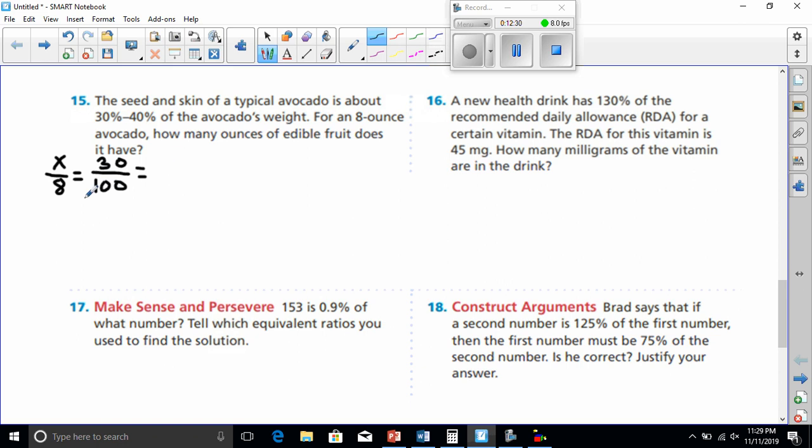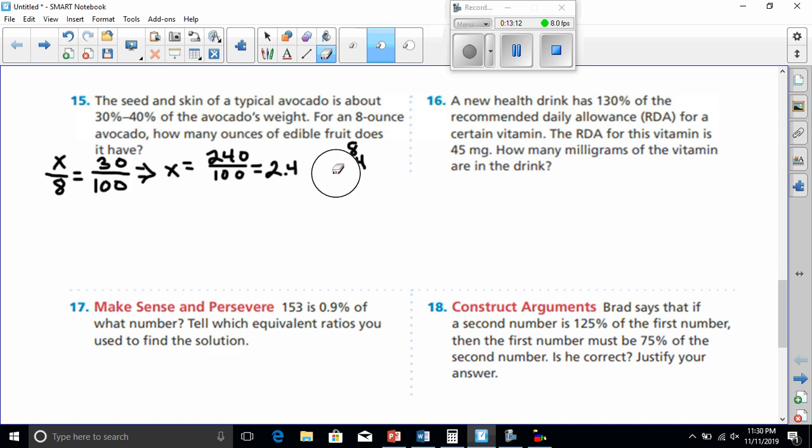So this is going to turn to, let's put an arrow here, x equals 240 over 100. And that's going to give me approximately, well, think about it, we'll move that decimal over twice, 2.4. So in this case, 2.4 is the seed and the skin, which means we have to subtract 8 minus 2.4 to find out how much is edible.